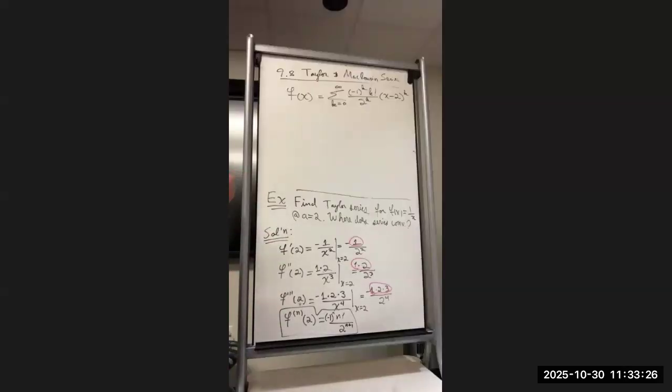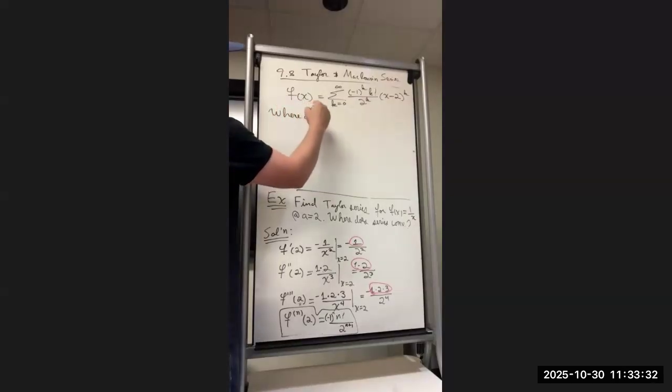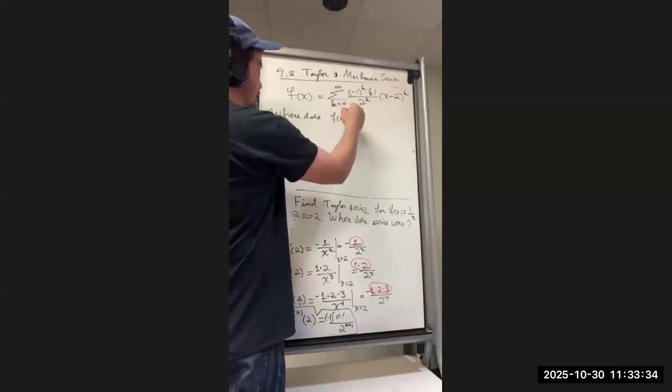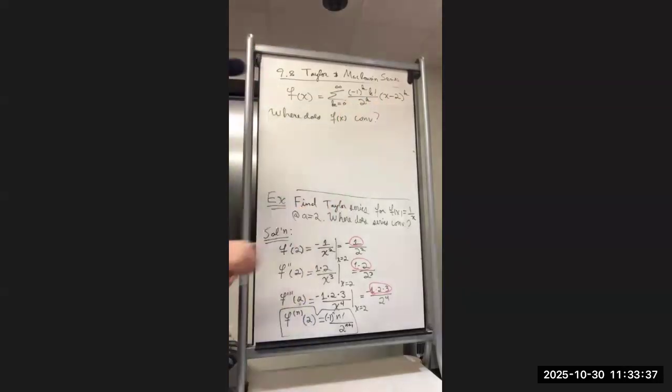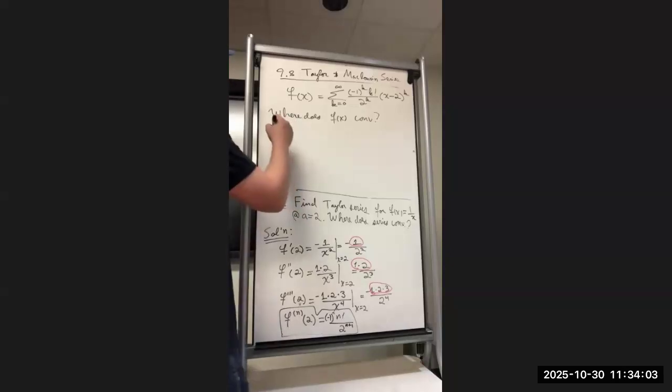Right, so the follow-up question was, where does this thing converge? Where does f converge? That goes back to what we were doing on Tuesday, finding the radius of convergence for the series. So how did we do that? We did a ratio test, right? And that enabled us to see what was going on. So let's look at a ratio test.